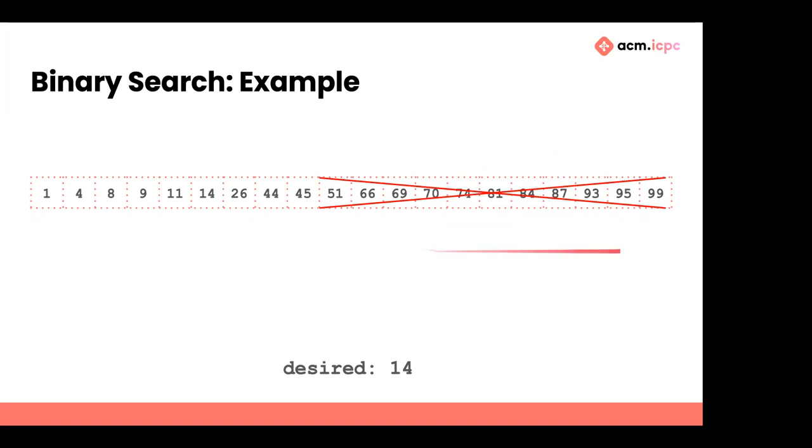So there's no point looking at any of these elements. We now constrain ourselves to the smaller list that goes from 1 to 45, represented by the low and high pointers. And we look at the middle of this list, which happens to be 11.